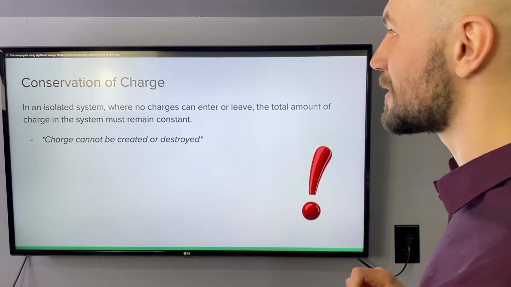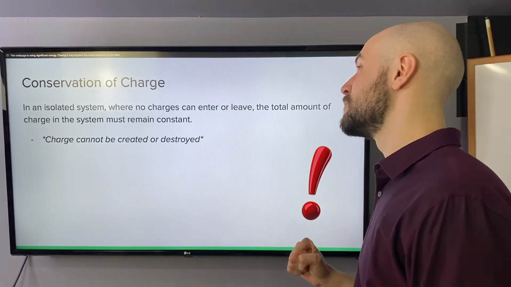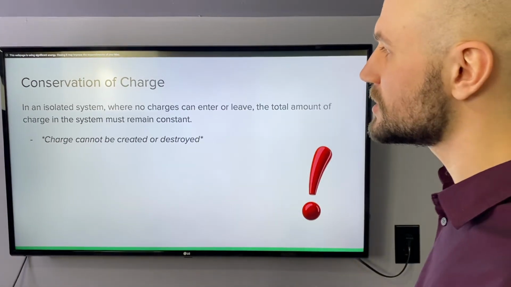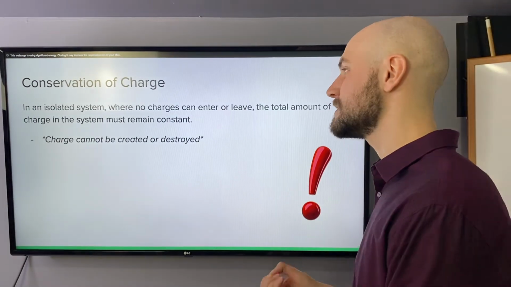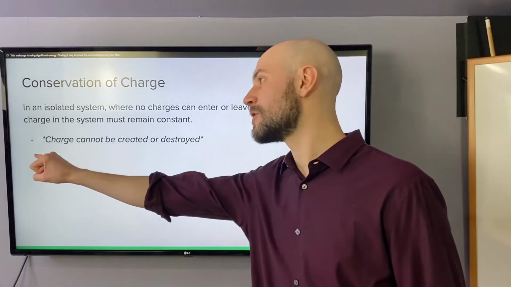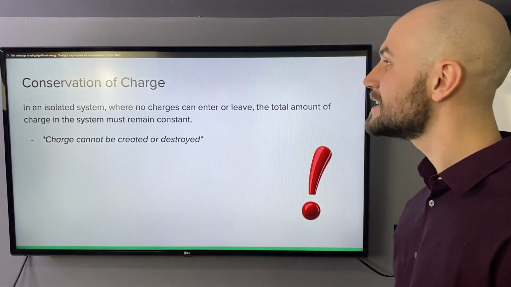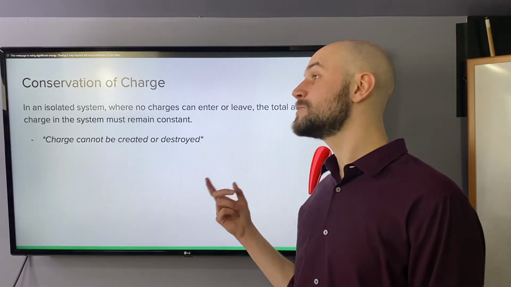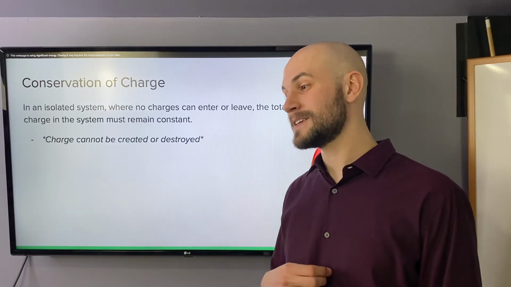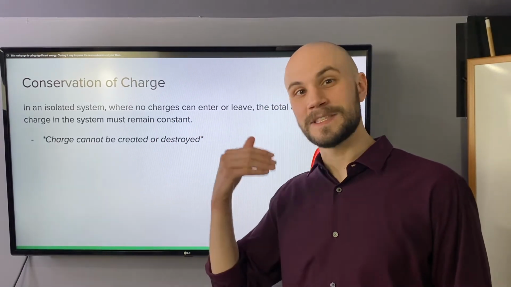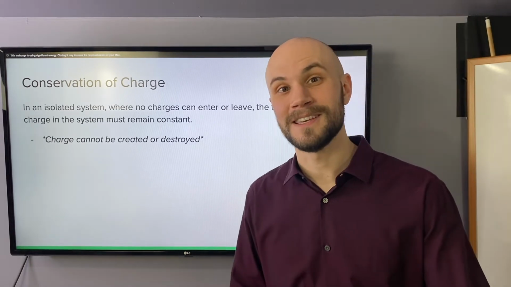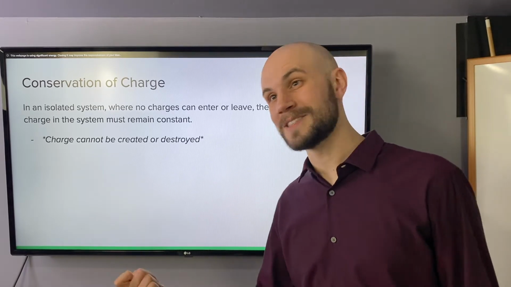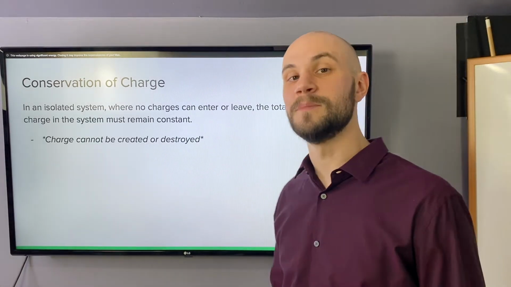So for conservation of charge, in an isolated system where no charges can enter or leave the system, the total amount of the charge in the system must remain constant. A simpler way to say this is charge, electrical charge, cannot be created or destroyed. Big conservation law. This is one of the laws that we still look to today to understand our frontier physics research. I've talked about the Large Hadron Collider and smashing particles together. One of the things we still look for when we smash these particles together is to make sure the total charge in the system remains conserved.